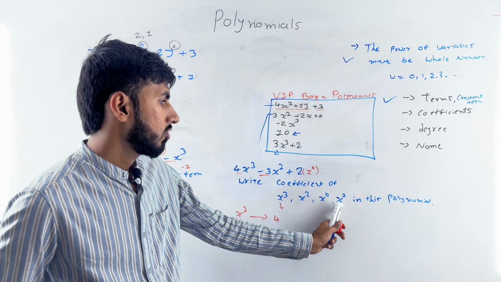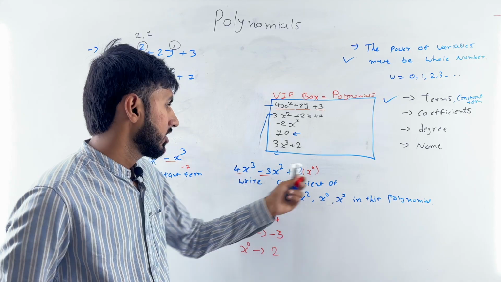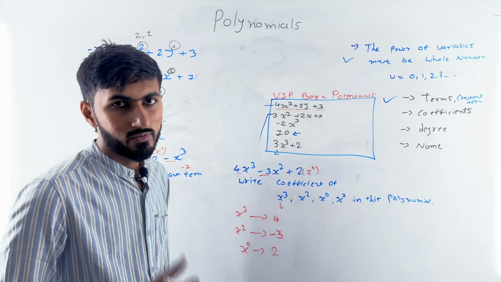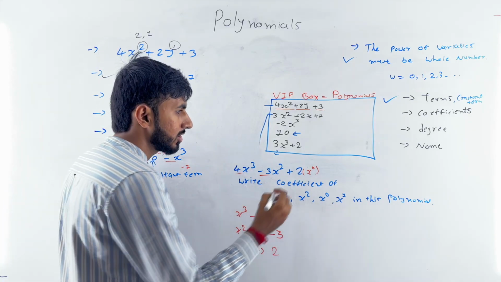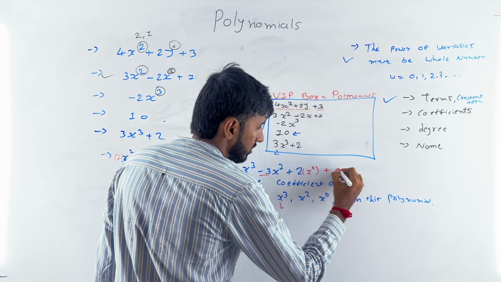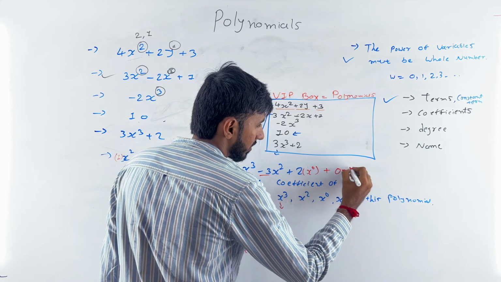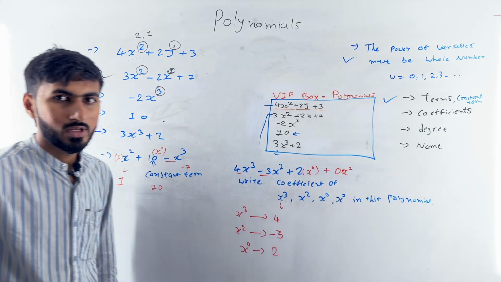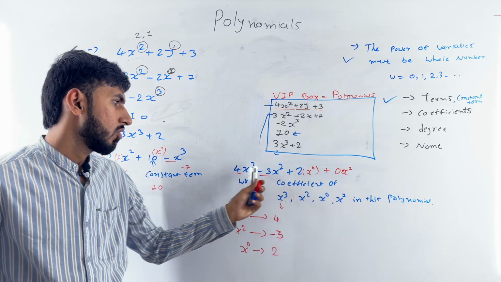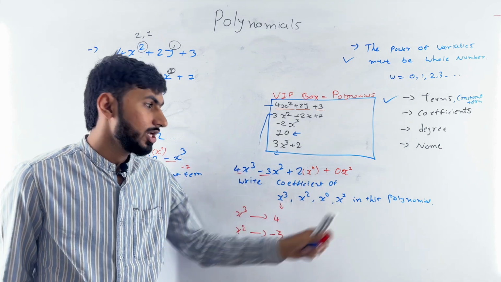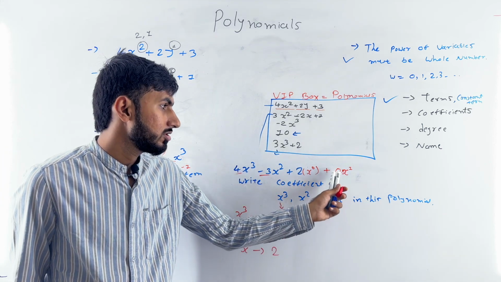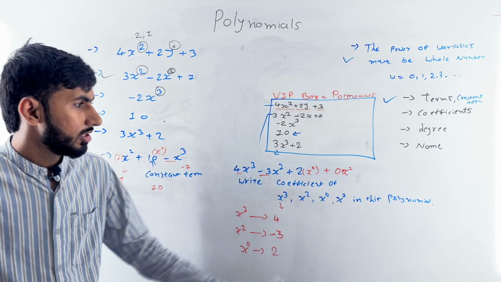Now what is the coefficient of x power 1? Check where is x power 1 in this polynomial. We don't have x power 1. That means I can write 0 multiplied by x power 1, right? Right or wrong? There is no term with variable x power 1. So I can write it as 0 x power 1.